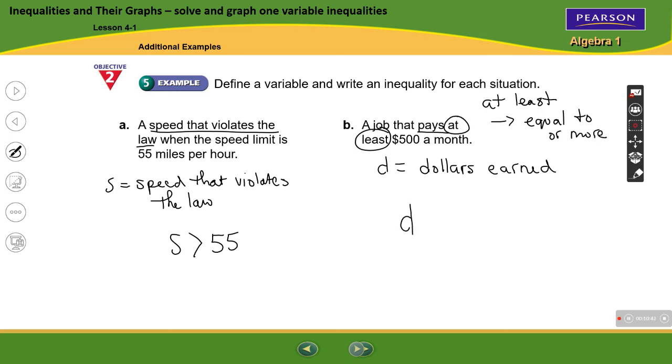So I'm going to write the letter D. I'm going to write the number 500 for my salary. We want a job that pays at least $500 a month. That's the same thing as saying a job that pays greater than or equal to $500 a month.